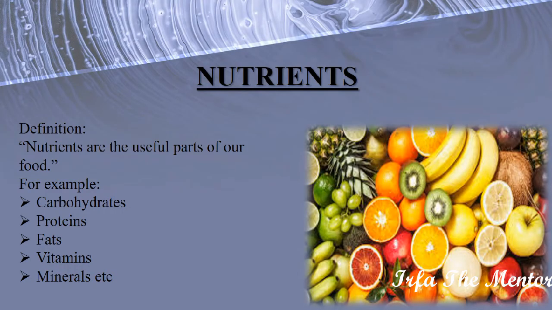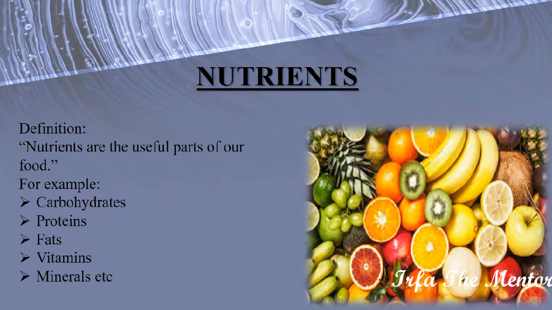So what are the nutrients? The nutrients are the useful parts of our food. For example, carbohydrates, proteins, fats, vitamins, and minerals. The food which we are eating should contain all the nutrients in order to give energy to our body, because nutrients are the useful parts of our food.